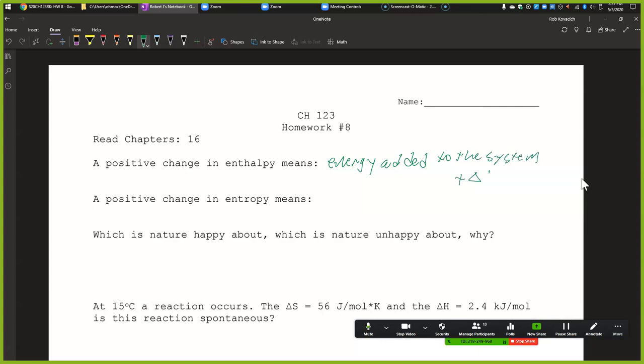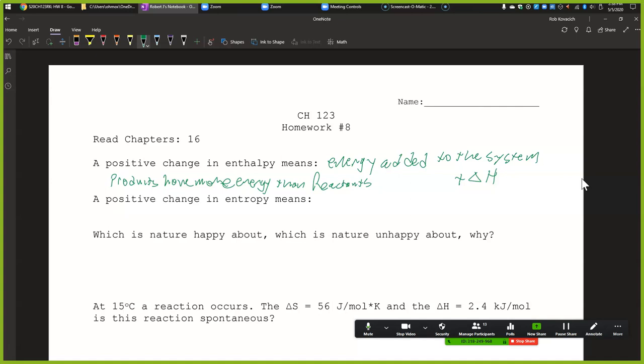So positive delta H is what we would end up having. So in this case, talking about a chemical reaction, the reactants have less energy than the products do.